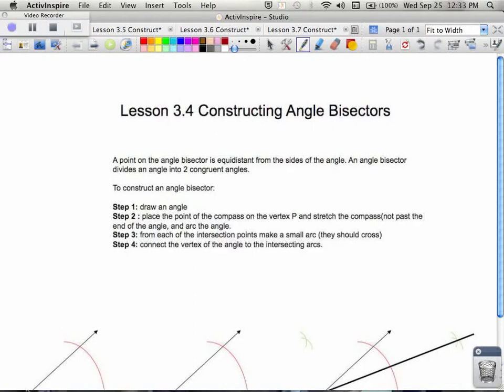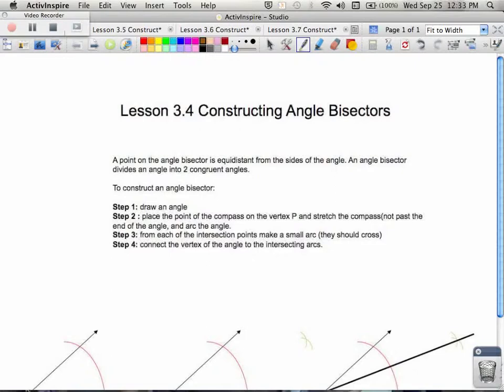In lesson 3.4, we're going to be talking about constructing angle bisectors. A point on the angle bisector is equidistant, meaning the same distance from the sides of the angle. And an angle bisector divides the angle into two congruent angles.